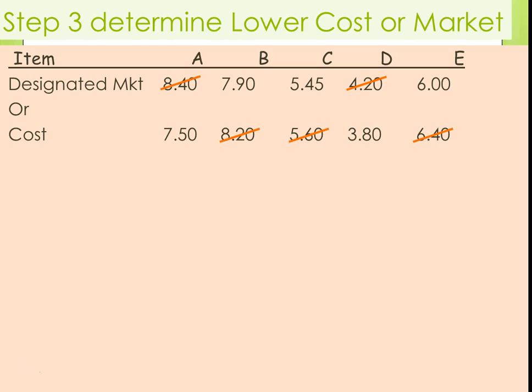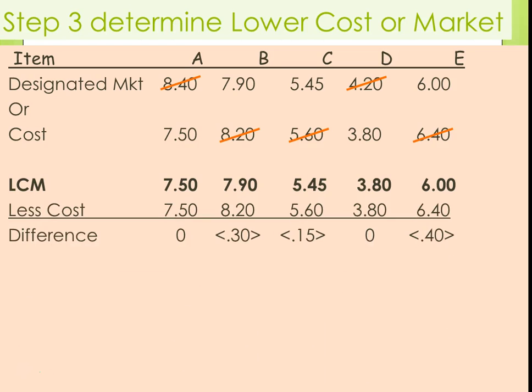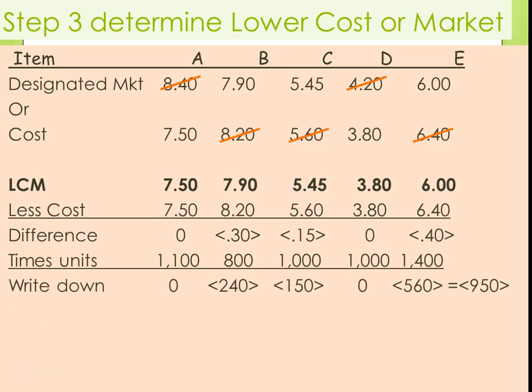So now we can figure out what kind of adjustment we would have to make. The lower of cost or market would be these numbers, and then we would take that less what they cost, and it would tell us how much we're going to have to write off. Then we take that times the units, and that tells us we're going to have to write off a total of $950.